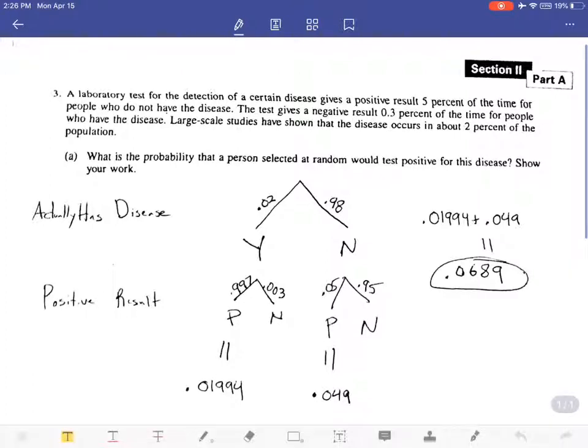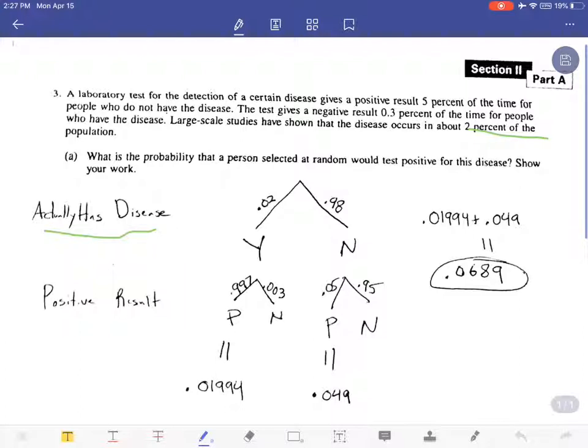whether a randomly selected person actually has the disease or not. Okay? And the reason that we put this one first is because that's going to determine the probability that they test positive or negative. So that's why we have to put that one first. So we're going to put whether they actually have the disease or not. And you can see that last sentence says about 2% of the population actually has the disease.